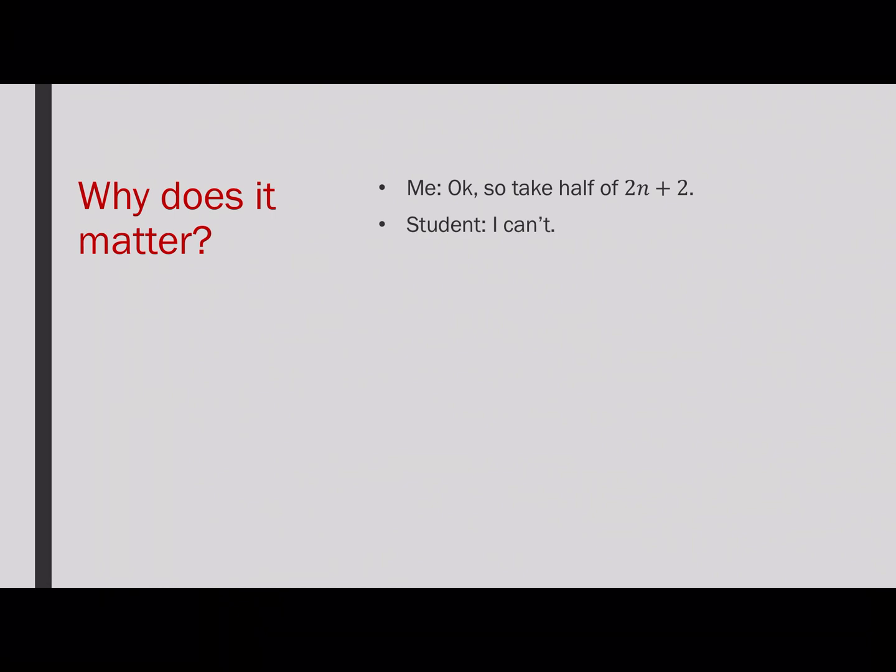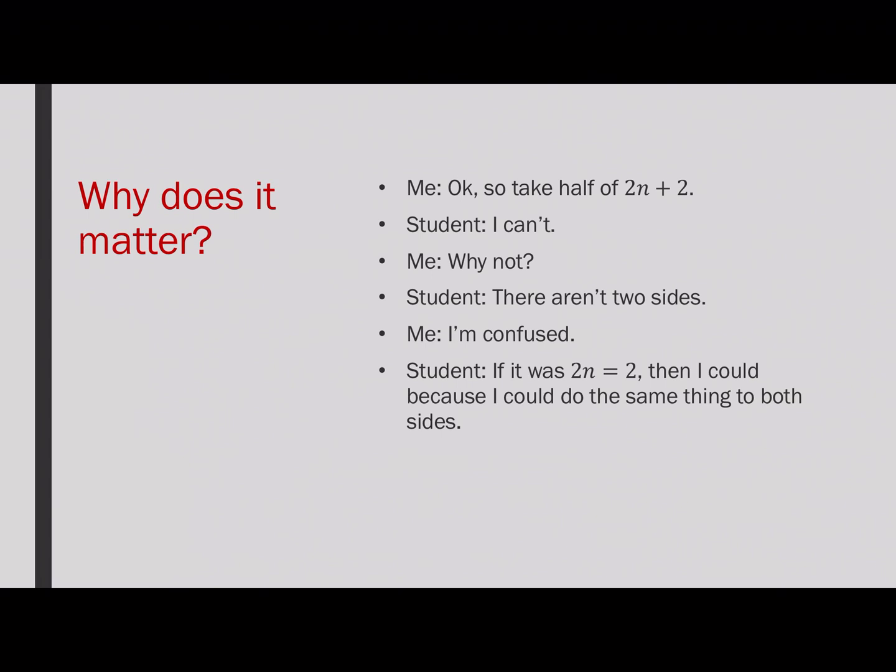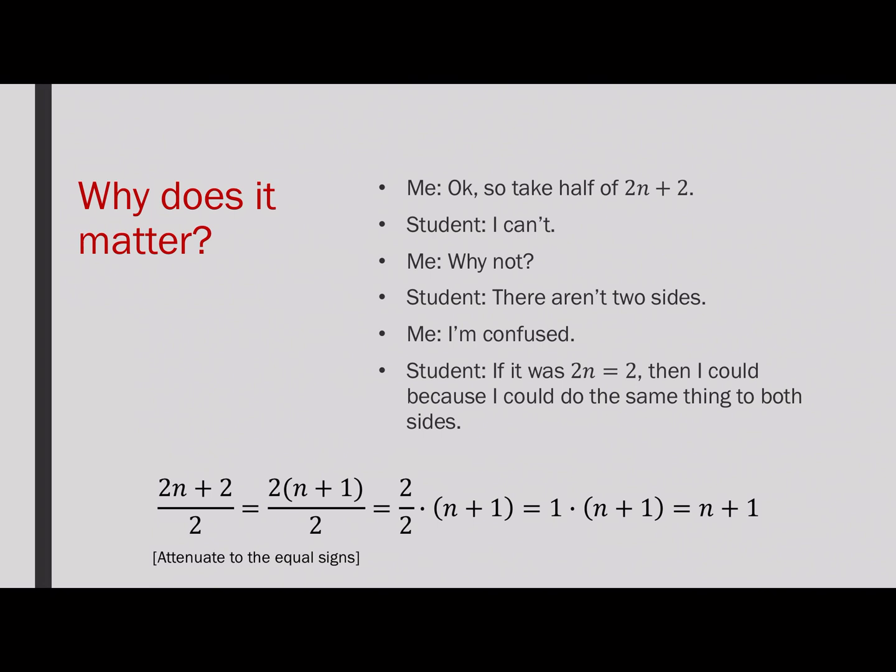Let's take a look at this interchange. Take half of 2n plus 2. Well, I can't. Why not? There aren't two sides. I'm confused. If it was 2n equals 2, then I could, because I could do the same thing to both sides. This is what they were thinking.